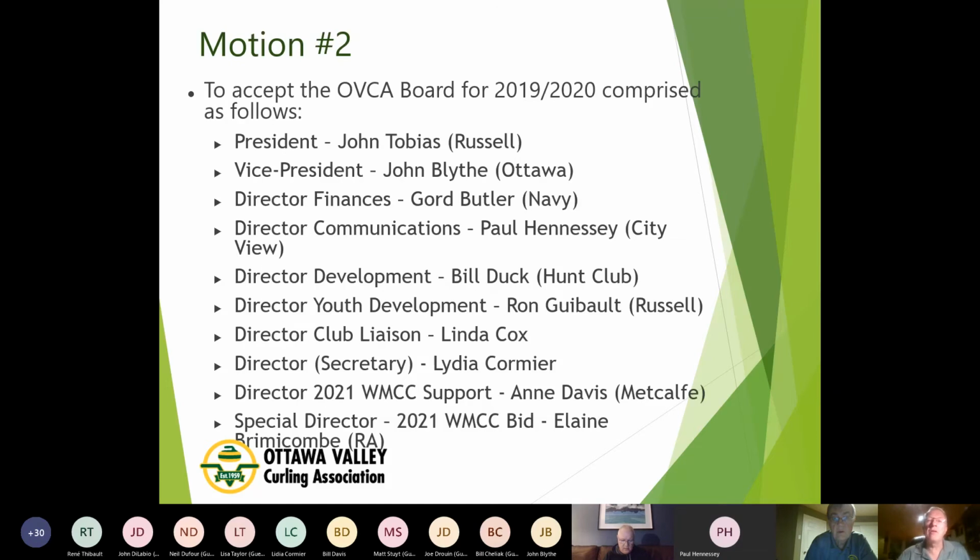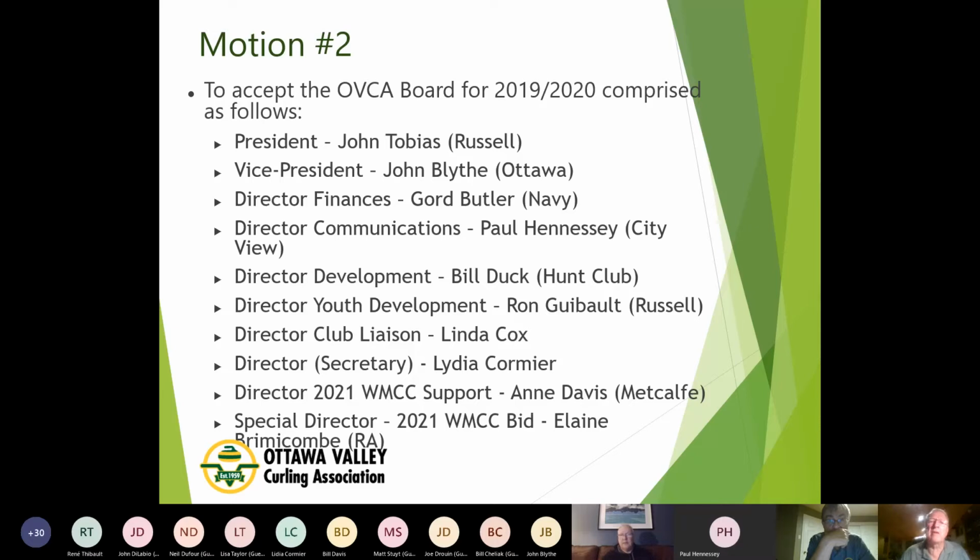So the second motion, or not, I don't know why I said second motion. I think this is the fourth motion. So this is the board that's proposed. I didn't update this slide. I reused the slide from last year, replaced all the names, but didn't change the dates. So the motion should actually read to accept the OVCA board for 2020-2021, comprised as follows.